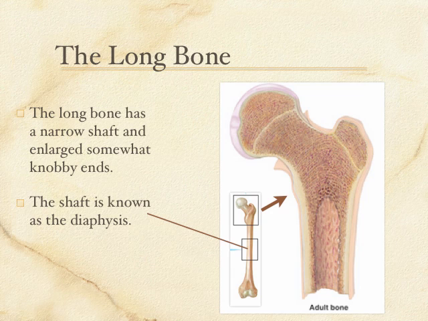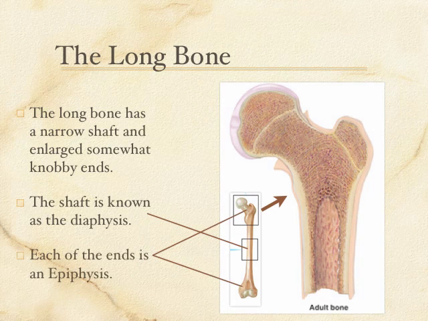Now the bone has 2 knobby ends to it. Each of those 2 ends is going to be called an epiphysis. So a long bone has a single diaphysis and 2 epiphyses, plural for epiphysis.